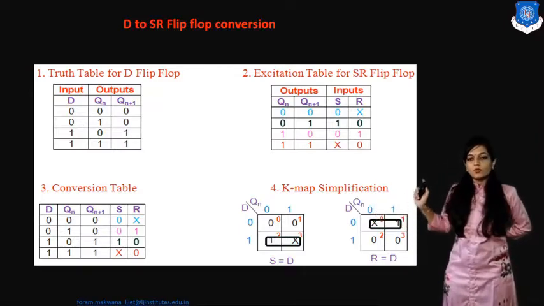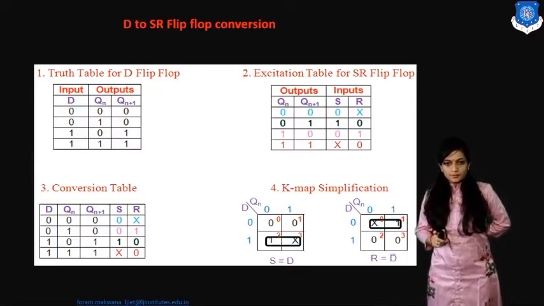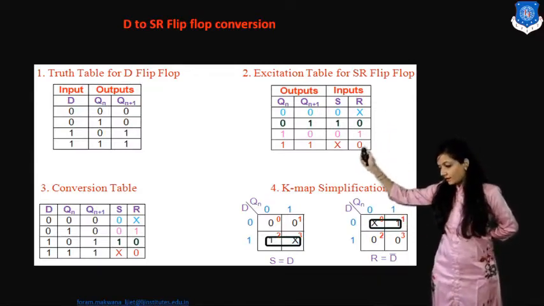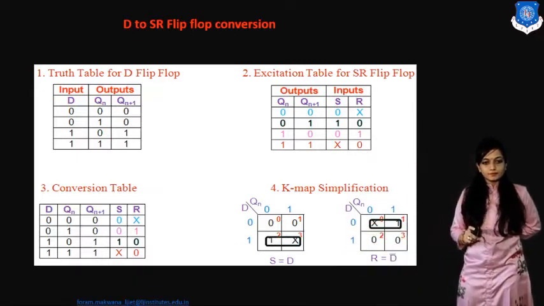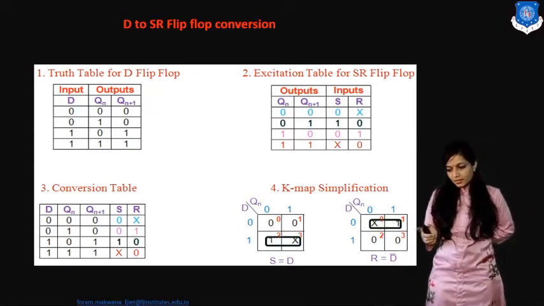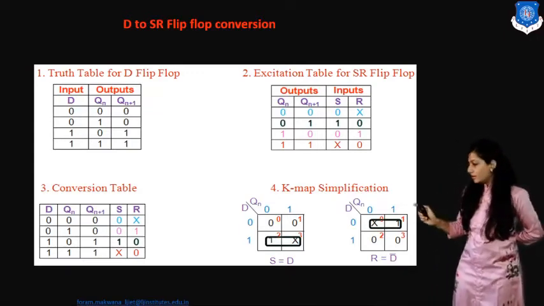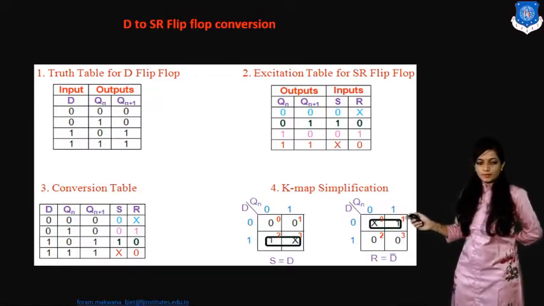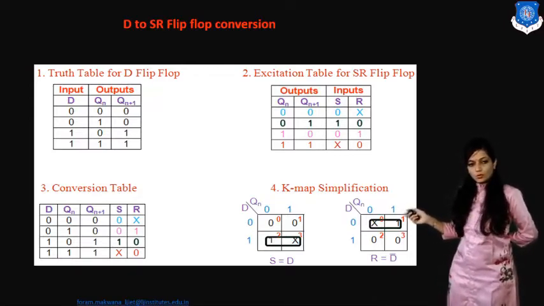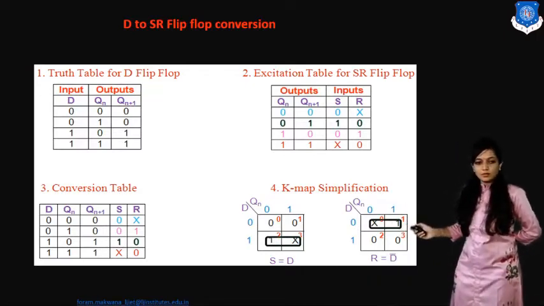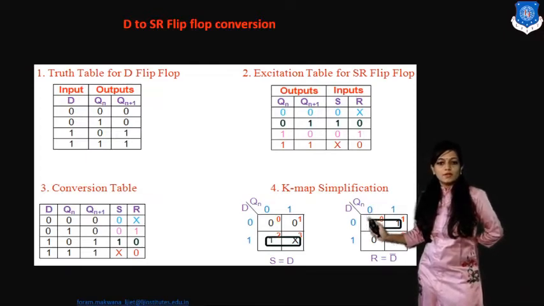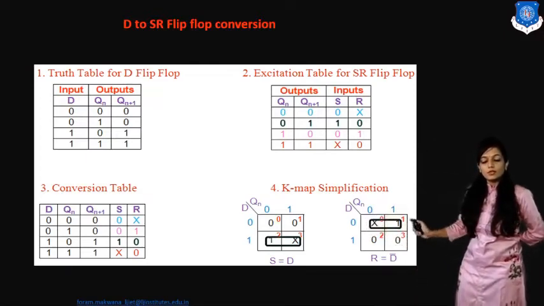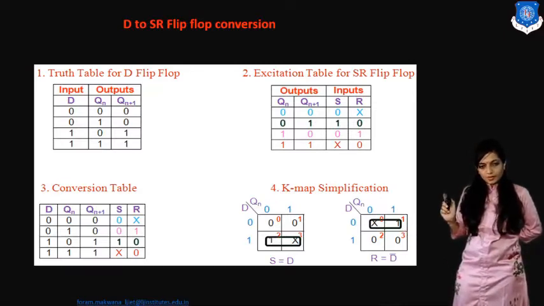From which flip flop to which flip flop I want the conversion. Over here D is there, so write in the first column the values of D: 0, 0, 1, 1. As it is a conversion table, I require the values of Q and Qn plus 1. That means 0, 0, 0, 1, 1, 0 and 1, 1. From this output, we are going to derive the values of inputs S and R.